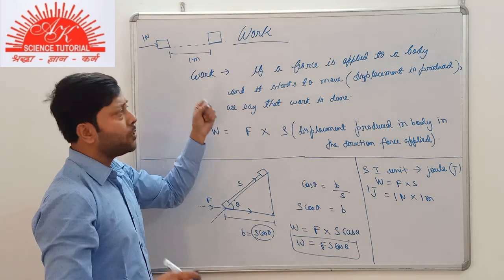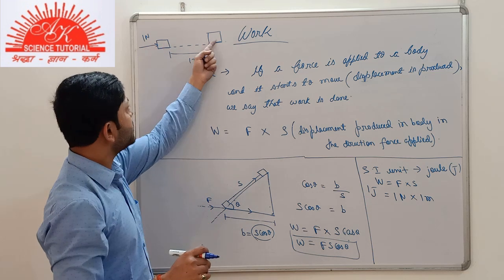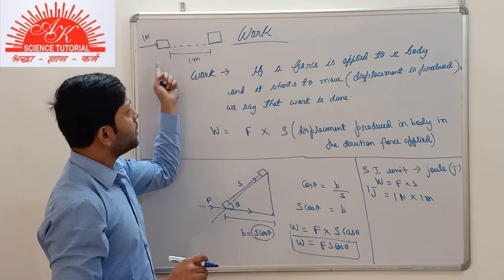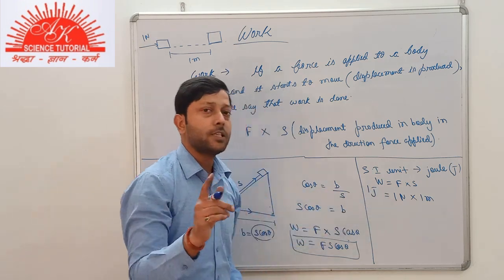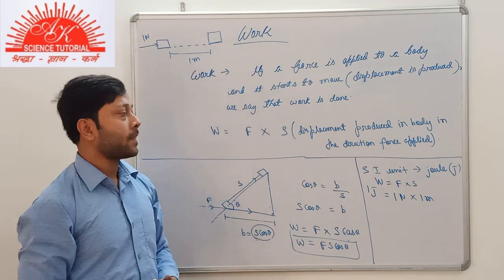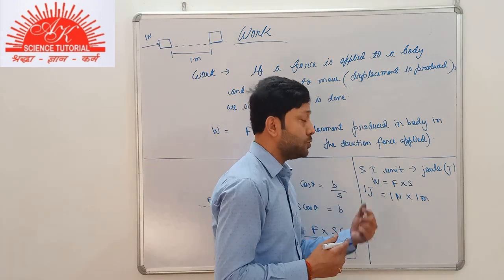It should be very clear to you. You apply a force of 1 Newton to any body, and the body is displaced by how much? It is displaced by 1 meter. Then you say that the work done by us is 1 joule. Now you have the SI unit here, that is joule.